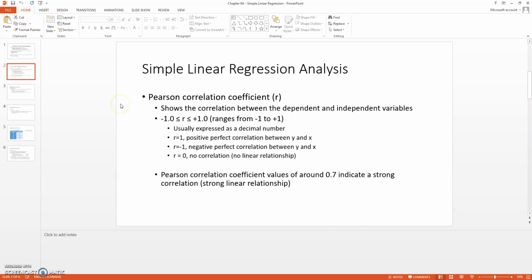So just as a recap, Pearson correlation coefficient R, a value that measures how correlated two variables are. It will range from -1 to +1. The extreme values being that perfect correlation, either positive or negative. Generally, values around 0.7 indicate a strong correlation, so it could be strong positive or strong negative. Negative correlation just basically means that one variable increases while the other variable decreases, whereas with a positive, both are moving in the same direction.